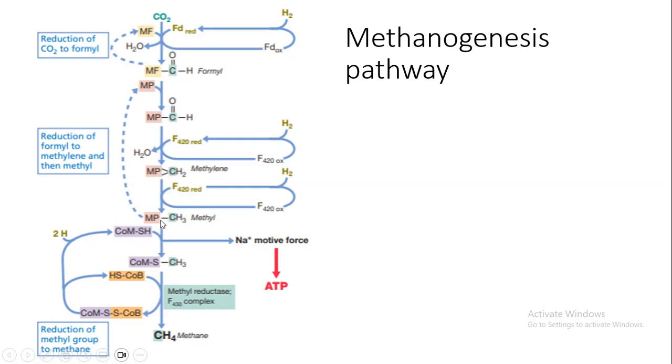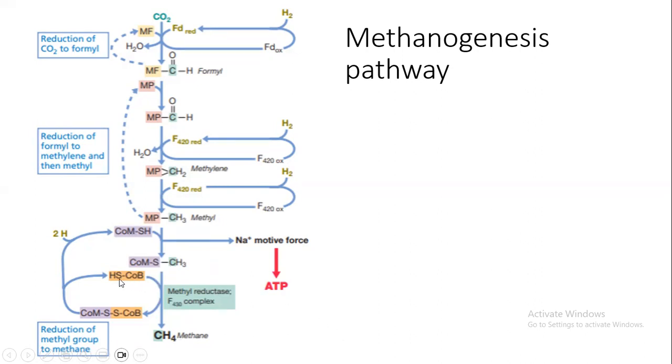After reduction to the methyl level, there is entry of coenzyme M, which will act as the C1 carrier during the last step, and hence the methyl group is transferred from methanopterin to coenzyme M. Here the sulfur of the sulfhydryl group is involved in the bond formation with the methyl group. And now during the last step, the enzyme methyl reductase complex, which consists of coenzyme M and F430, is involved in the reduction, that is conversion of the methyl group to methane.